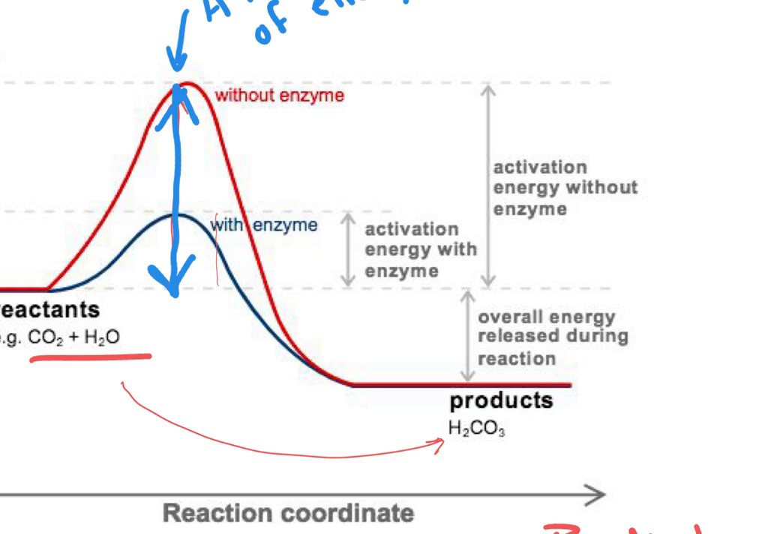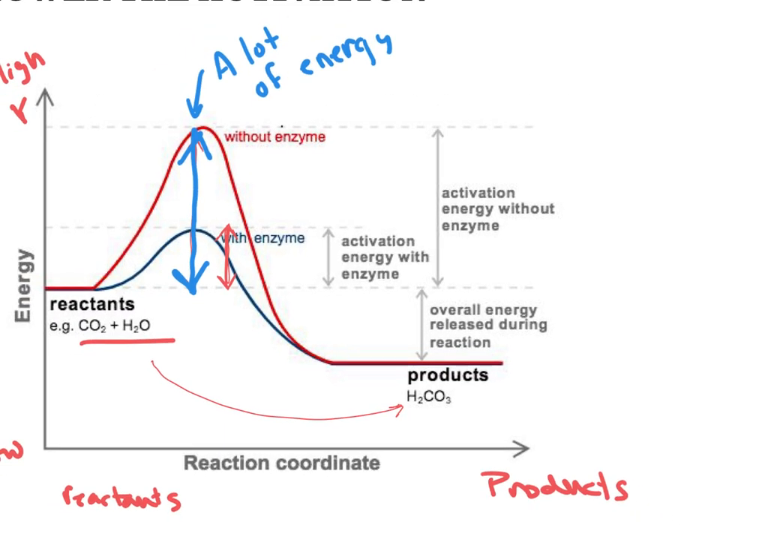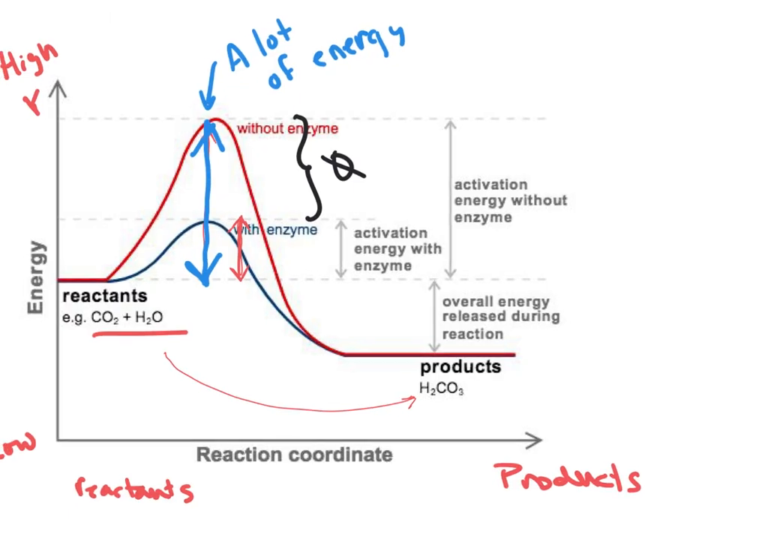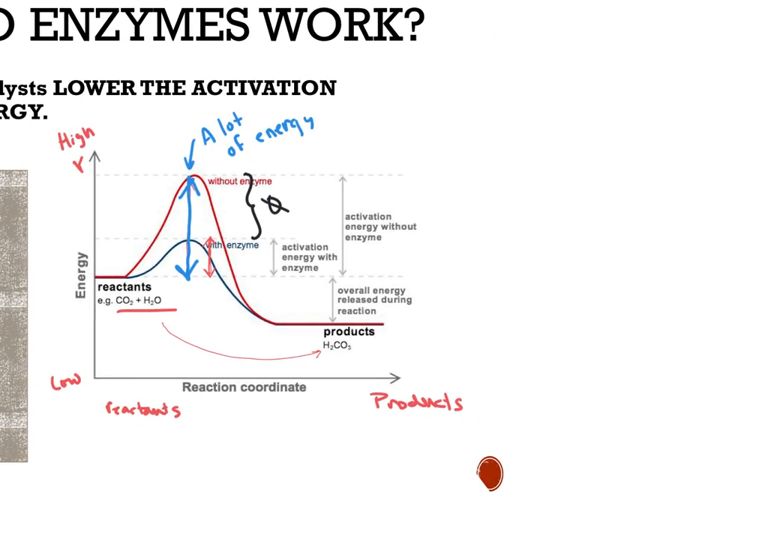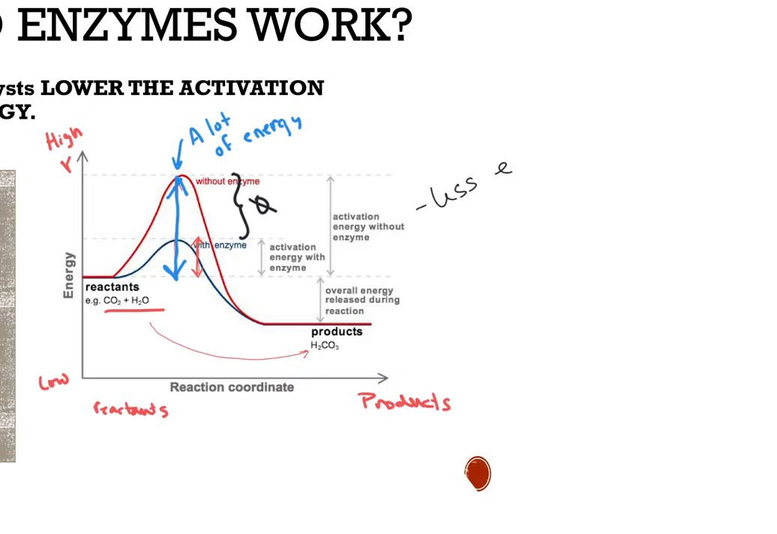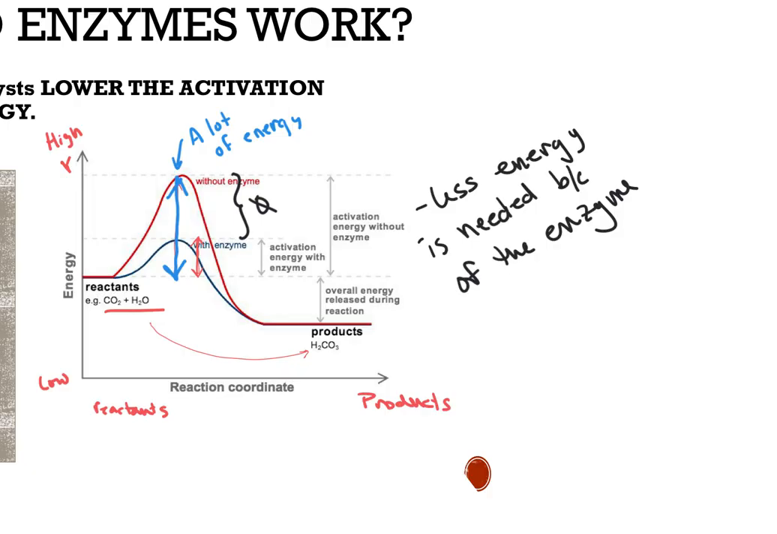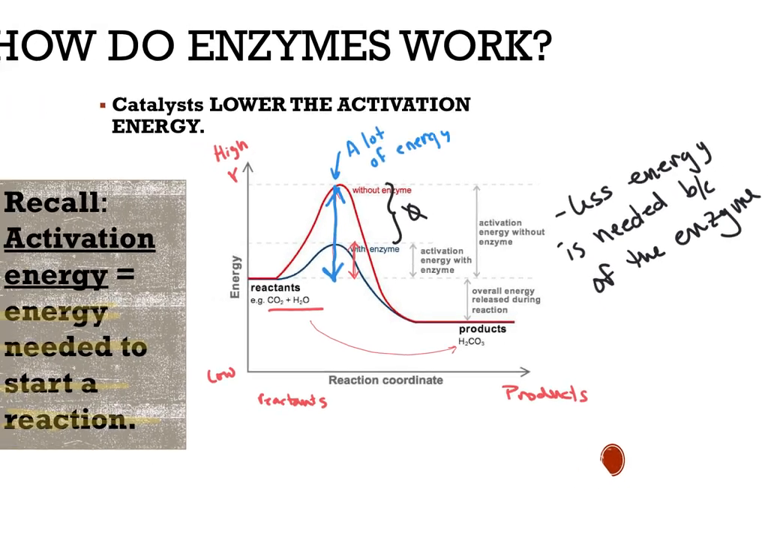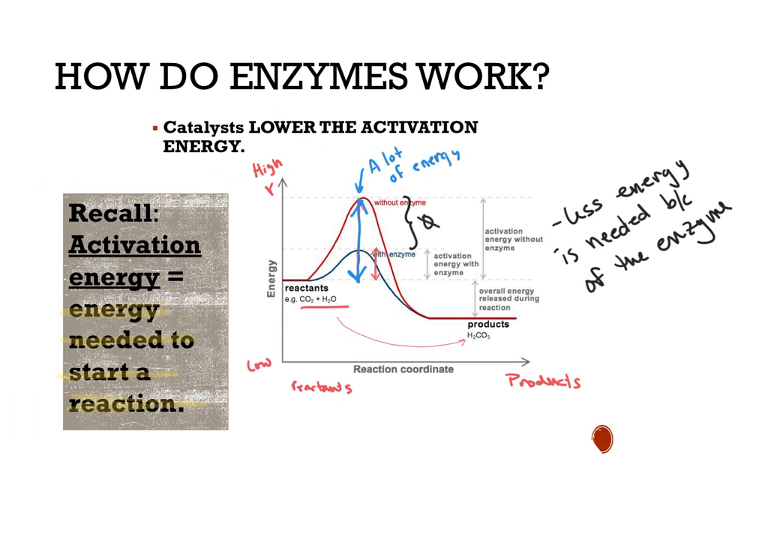And take a look here. With the enzyme itself, we have reduced the amount of energy. We have decreased this amount of energy because of that enzyme. And so as a result, less energy is needed because of the enzyme. And that's really the main gist of this, is that enzymes just lower the amount of energy needed for that reaction to occur. All right.